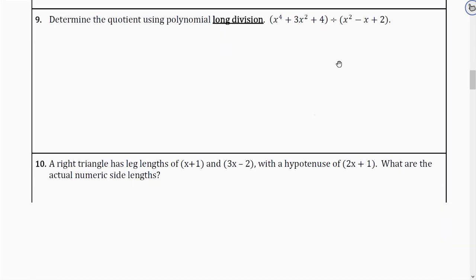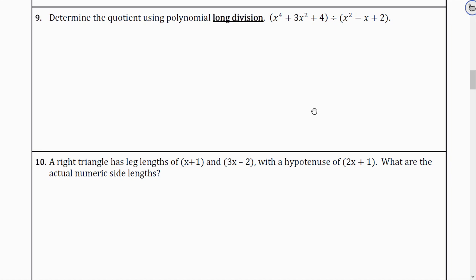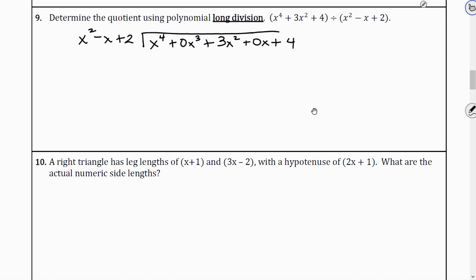Number 9, determine the quotient using polynomial long division. So if I use long division, here we go. I have x squared minus x plus 2, and I have 4x to the 4th power. Now, I like putting in zeros for the missing terms. You don't have to, but it gives me a column to put things. So I'll put plus 0x cubed, plus the 3x squared, plus 0x plus 4.